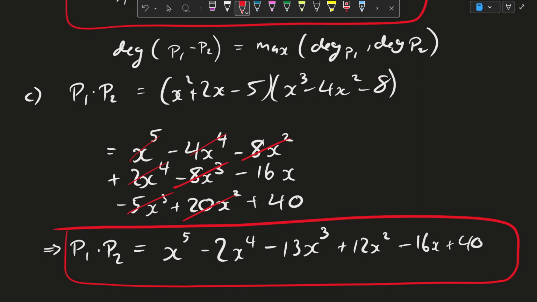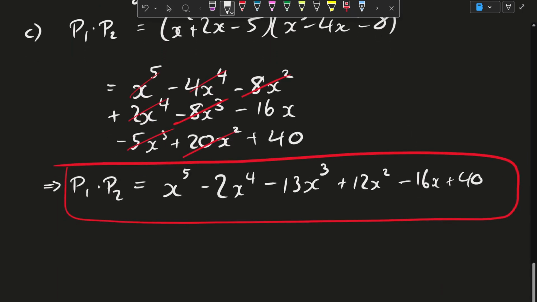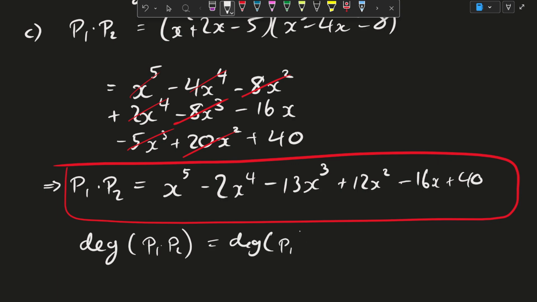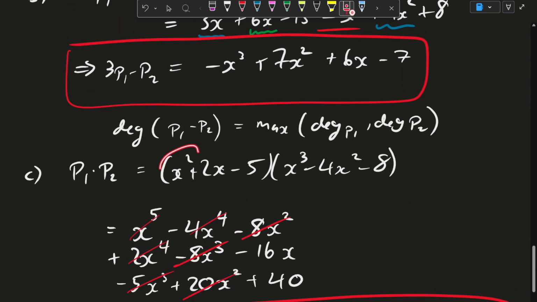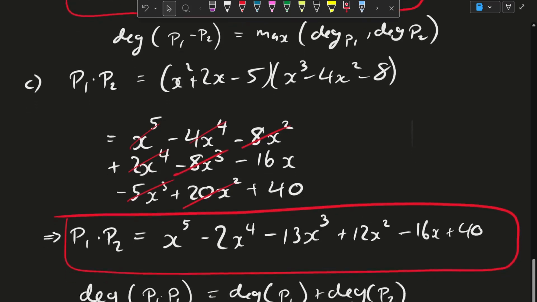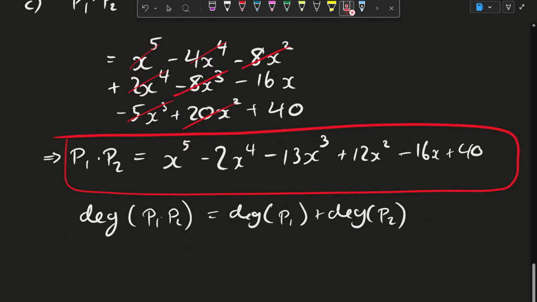And again, there's something fairly interesting that we can spot. The degree of any time we multiply two polynomials is simply the sum of the two individual degrees. Because we had a degree 2 polynomial multiplying with a degree 3 polynomial, and when we multiply these things with the same base, we add the powers. So the degree of when we multiply them is simply the sum of the individual degrees.